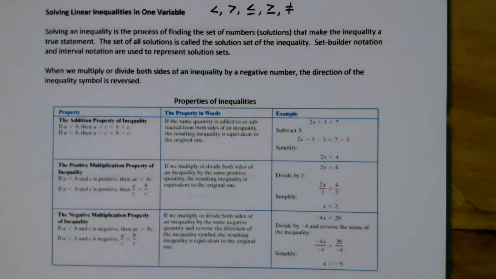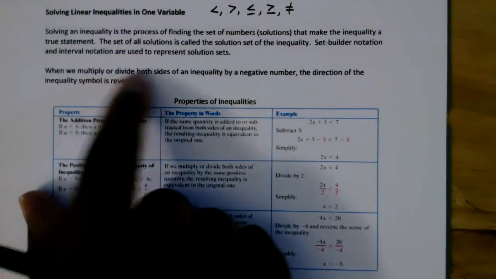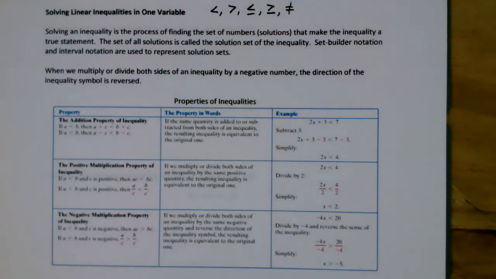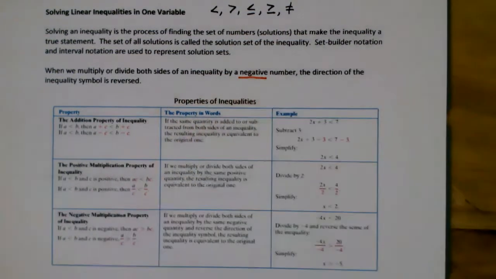Now, there's one thing you need to know when we solve linear inequalities. You'll do the same thing as you would if you were solving linear equations. However, there's this one rule. When we multiply or divide both sides of an inequality by a negative number, I'm going to underline this word negative, because this is important. When you multiply or divide both sides of an inequality by a negative number, the direction of the inequality symbol is reversed. That means you're going to switch your inequality symbol to the opposite direction.